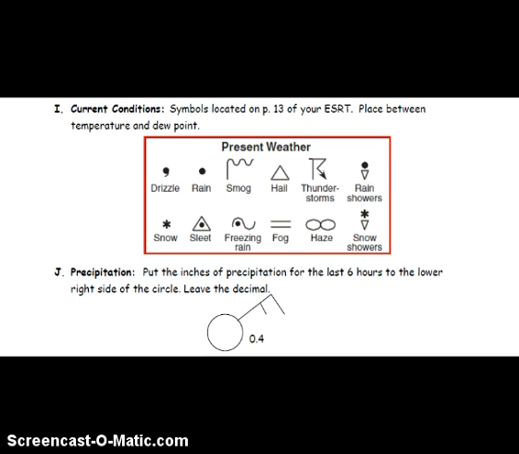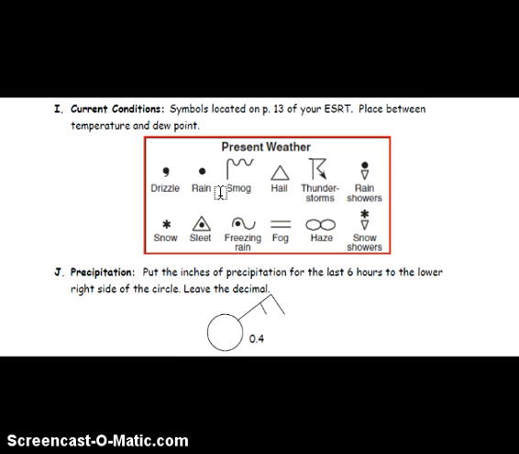Current conditions are symbols that are located on page 13 of your reference table. It looks just like this, so I've copied it into this box. You're going to place this between temperature and dew point right by the visibility. So if it is drizzling, raining, hailing, there's freezing rain or snow, you would put that symbol right in between those variables, okay?